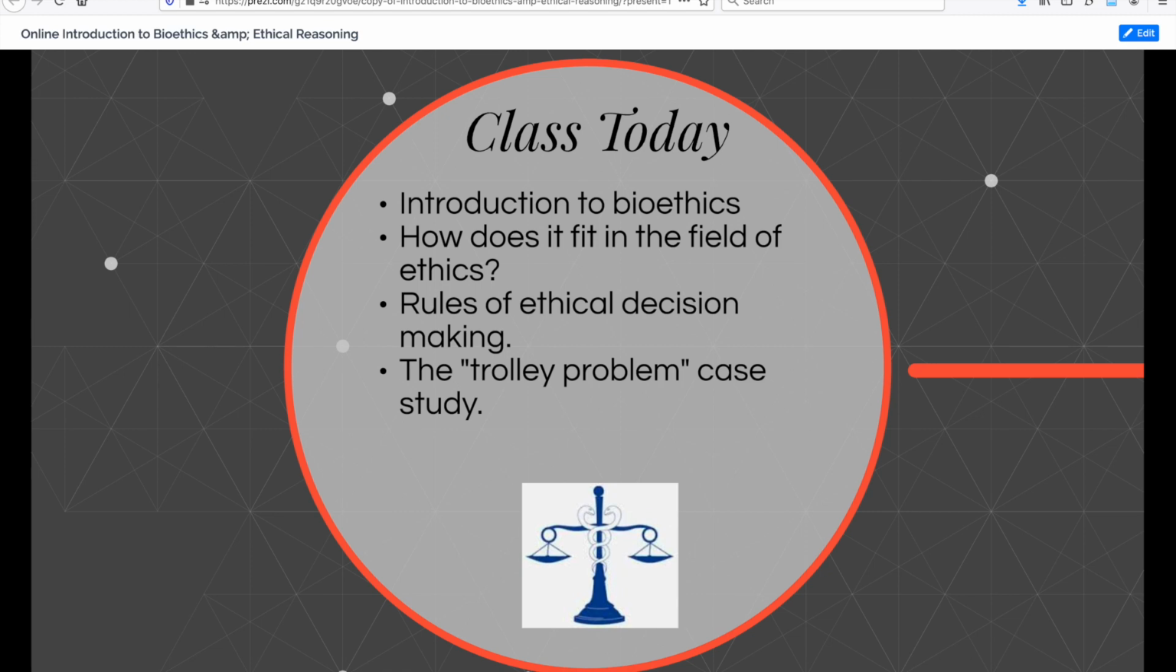We defined our terms on Monday. Now we'll be looking at determining the breadth of the field. Then we'll be looking at how it fits into the field of ethics, and we'll be discussing various rules of ethical decision making that can be followed in a wide range of contexts when making normative decisions.